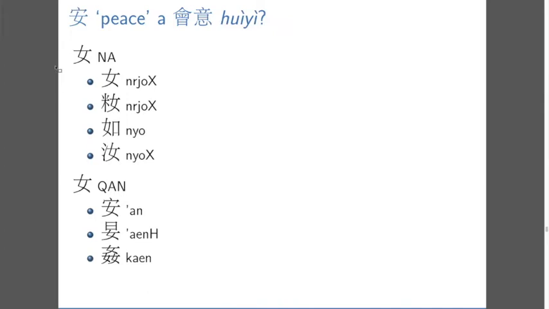Well, not necessarily, because in fact, there are two Xiesheng series that use this phonetic. One with na-like readings and one with on-like readings. So it's perfectly fine to say just that the semantic in 'peace' is roof and the phonetic is woman.